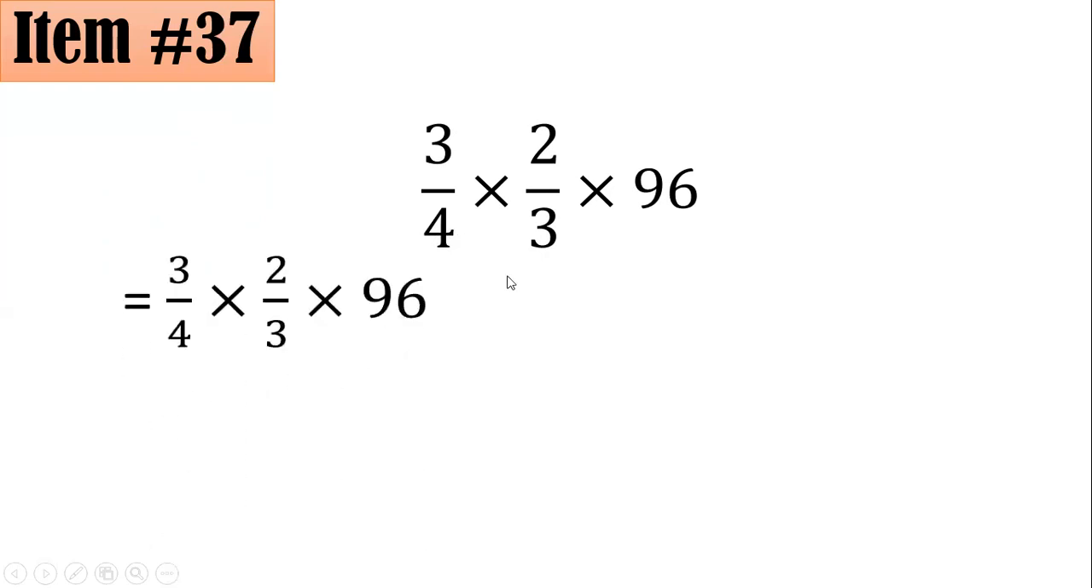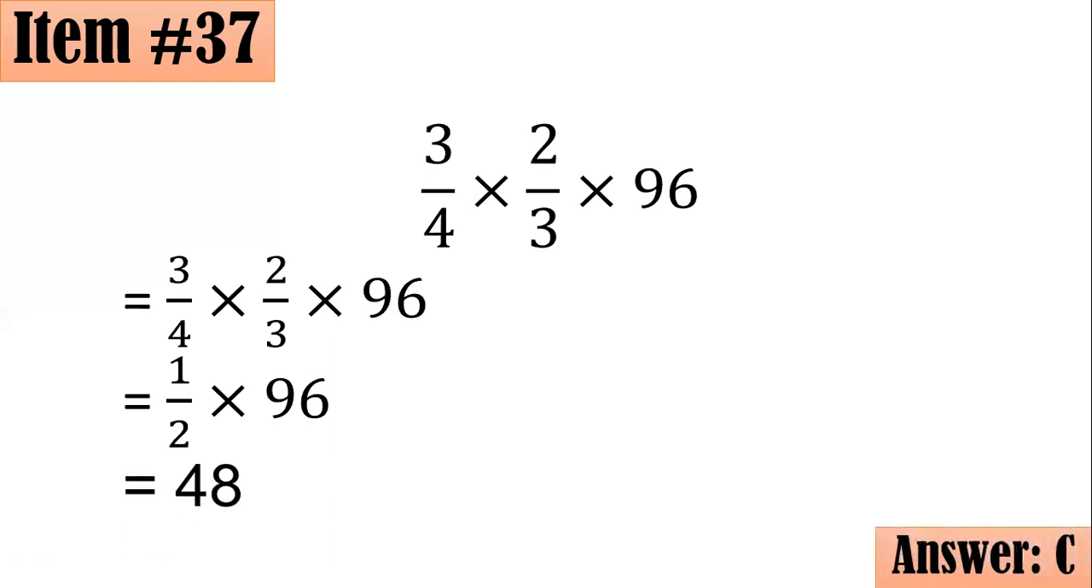And doing such, the 3 divided by 3 is just 1. 2 divided by 4 is 1/2. That's why I have here 1/2 times 96, which is 48. So 48 of them are from private teacher education institutions. Letter C.